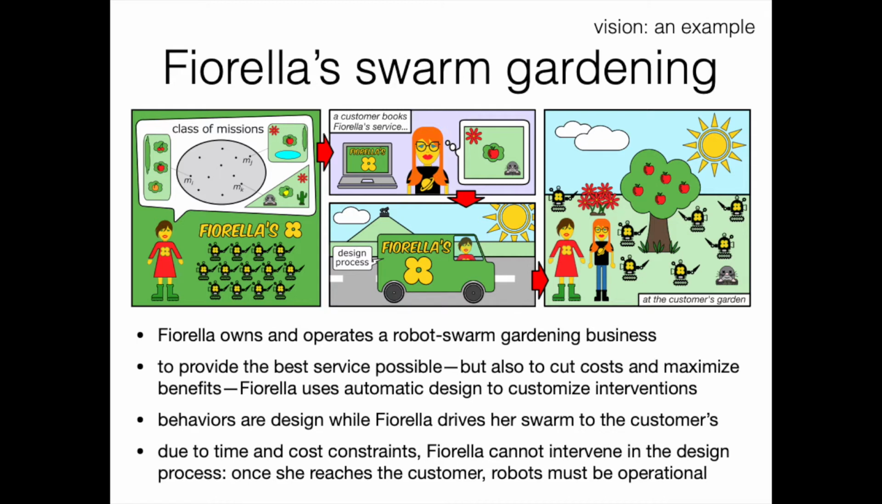They do so by specifying the characteristics of their garden, the size of the garden, the shape of the garden, the kind of trees that are in the garden, and by specifying the kind of service that they require.